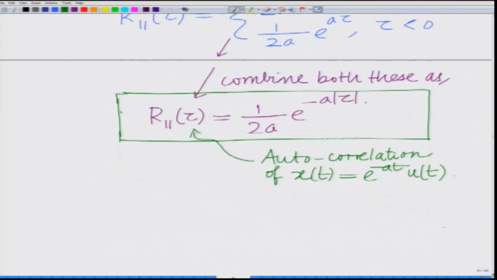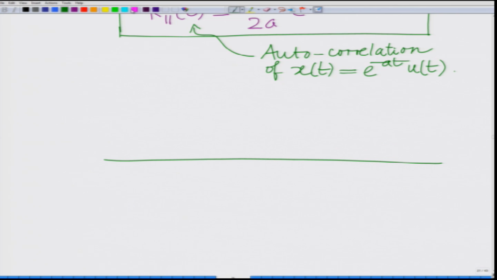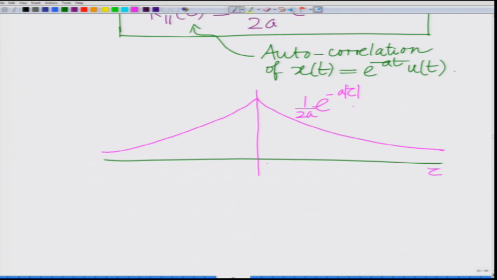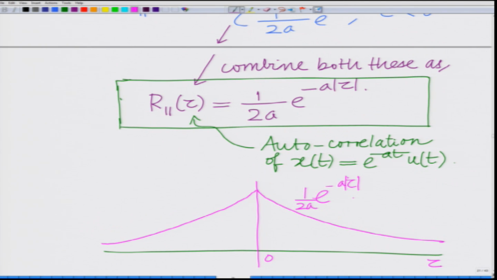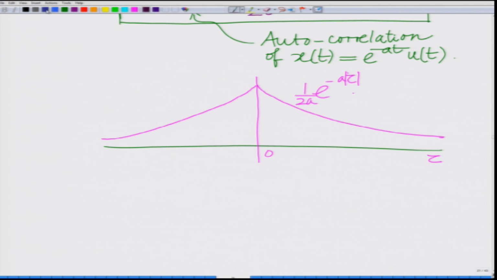of the signal x(t) equals e to the power minus at u(t), and it looks as follows. It is 1 over 2a e to the power of minus a magnitude tau. So, this is non-zero and a decaying exponential, let me draw it with the same color, on both axes. That is, this is your e to the power of minus a magnitude of tau, 1 over 2a. So, this is a decaying exponent. This is on the tau axis, this is tau equal to 0. So, this is 1 over 2a e to the power of minus a magnitude of tau. So, this is a decaying exponential on both sides.